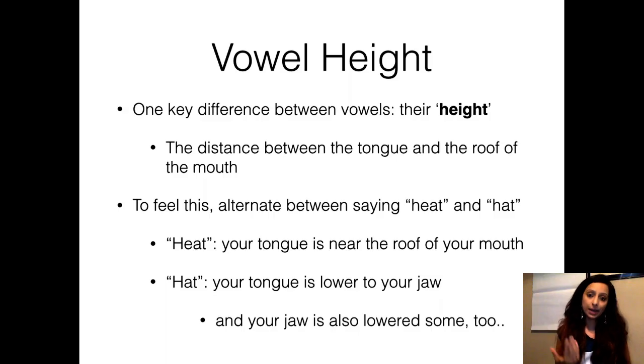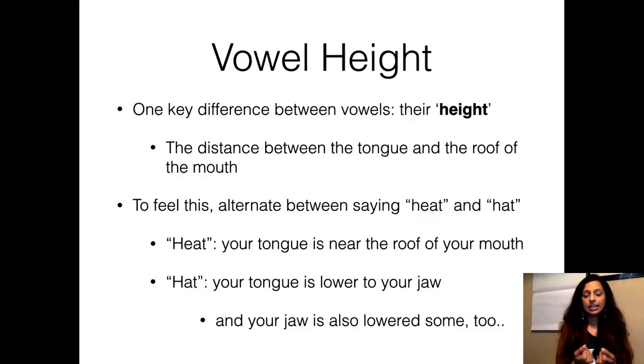The first parameter that distinguishes vowels from each other in English is called vowel height. Now, what do I mean by vowel height? Remember we talked about how the tongue is really crucial in the production of both consonants and vowels, but especially for vowels because it really depends on what position the tongue is in your mouth. That's really what is going to give you all these different vowel sounds of English. So height of the tongue is the distance between the tongue and the roof of the mouth.